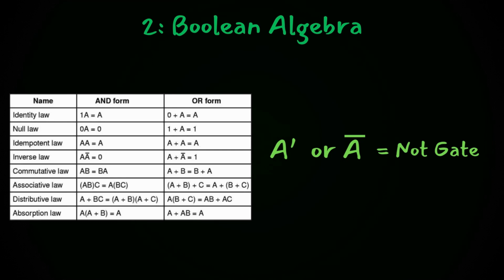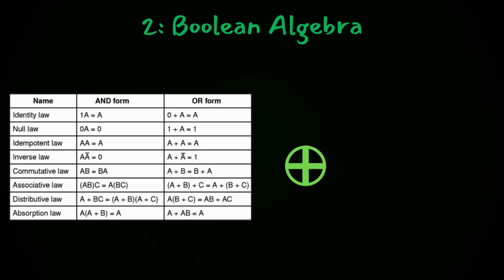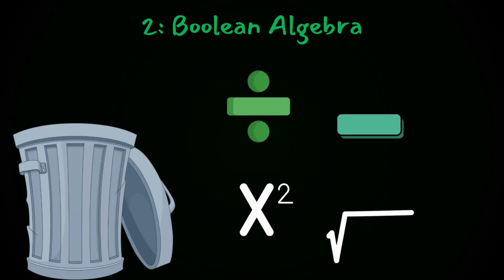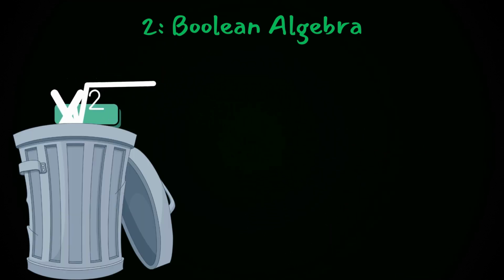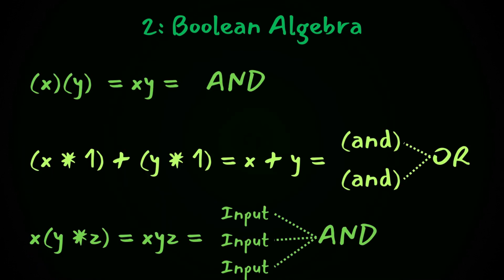And later down the road, when you get into more complex gates, you will notice a circle with a plus in it. This is an exclusive OR gate. As you can see, Boolean algebra is simple. There are only 4 mathematical operations. There is no division, subtraction, exponents, or even roots. But remember, parentheses still work as if you were solving a regular algebraic equation.